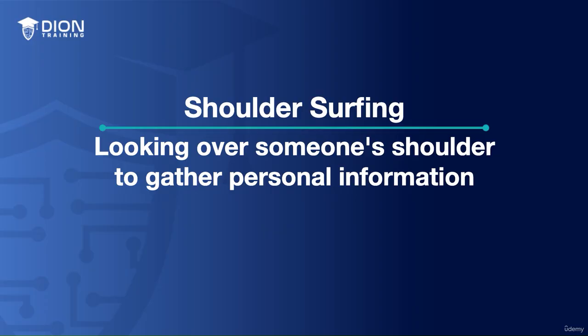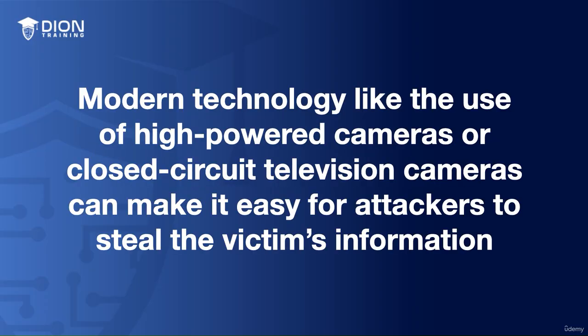Shoulder surfing involves looking over someone's shoulder to gather personal information. This can be done to steal PINs at ATMs, passwords on public computers, or sensitive information from their paperwork. Also, it is important to remember that attackers do not have to be close to the victim to perform shoulder surfing, as the name suggests, because modern technology like the use of high-powered cameras or closed-circuit television cameras can make it easy for attackers to steal the victim's information from across the room, across the building, or across the city.